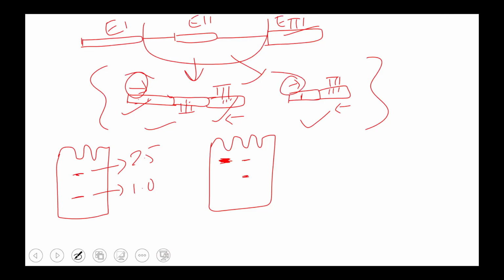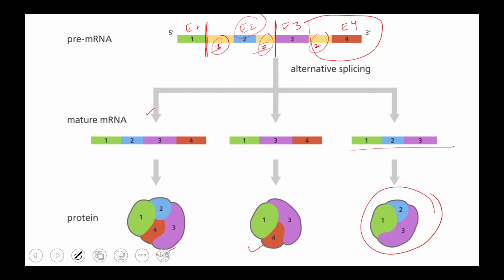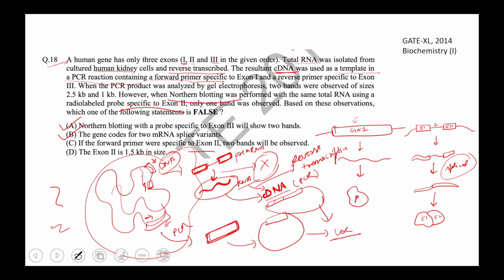If it had been specific to exon 2, this one would have given a PCR product, but here, if the forward primer is specific to exon 2, it would not bind, only the reverse primer would bind here, and with only one primer the PCR amplification cannot be possible. So if the forward primer was specific to exon 2, it would have given only one band, not two. That is why this particular sentence is the incorrect sentence.